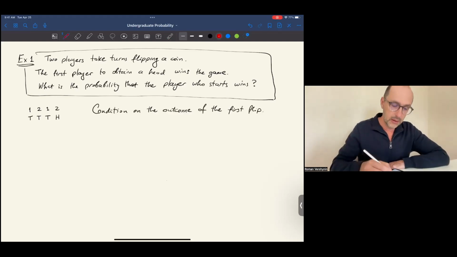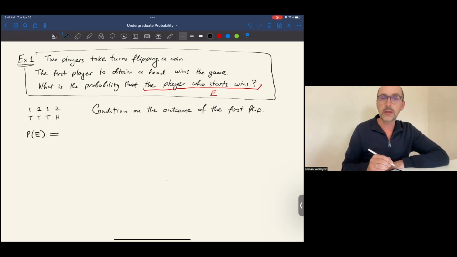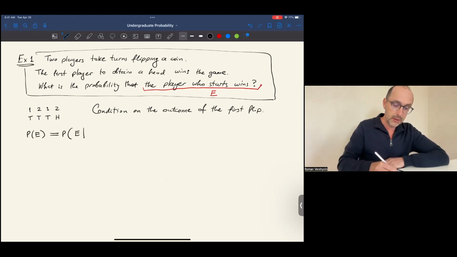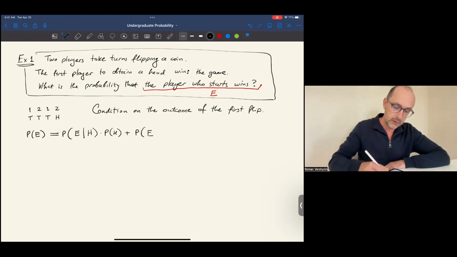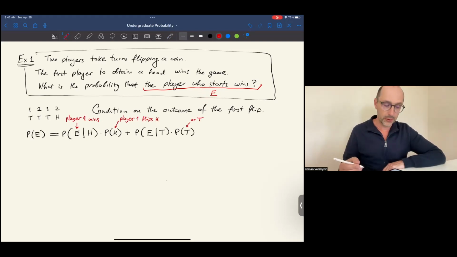The probability of E, the event that the player who starts wins, can be then computed using the law of total probability. The probability that this event happens given that the first flip is a head, times the probability that the first flip is a head, plus the conditional probability of our event given that the first flip is a tail, times the probability that the first flip is a tail. Now let's compute all these four terms.